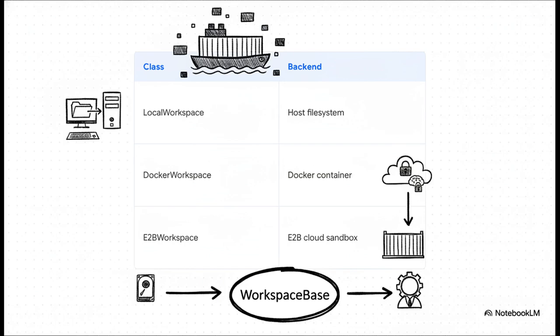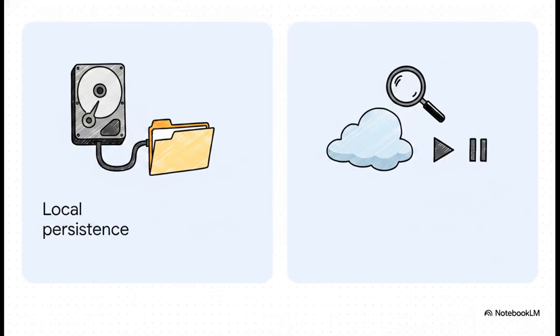But here is the absolute key takeaway. Even though these implementations use totally different backends, from your laptop to a cloud sandbox, they all share the exact same workspace-based interface. This means the agent code you write is going to run flawlessly on any of these backends without you having to change a single line of code. But while the interface is identical, the way they handle persistence definitely isn't.